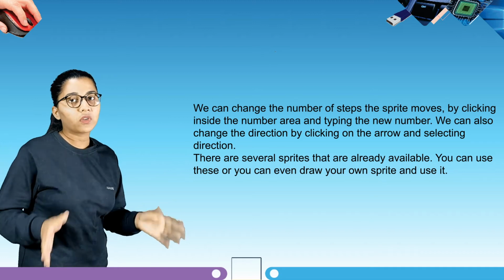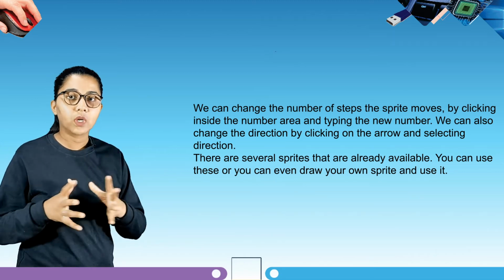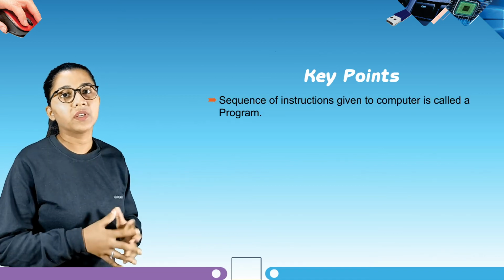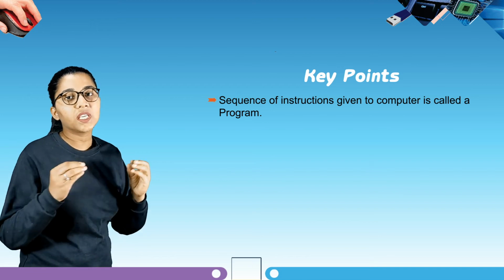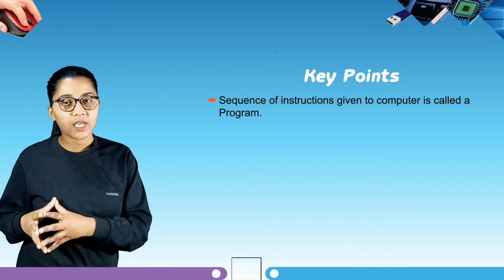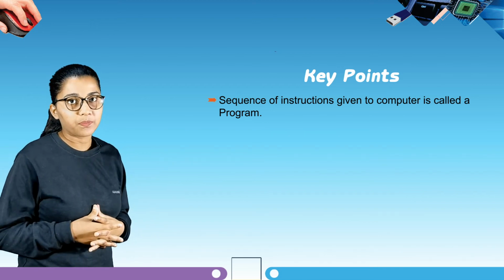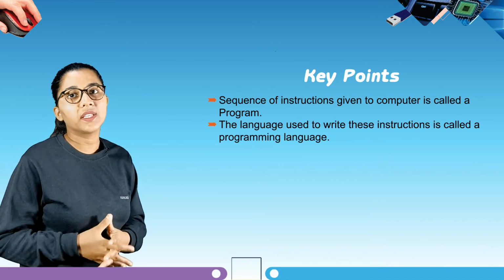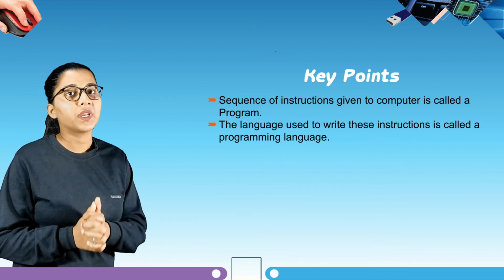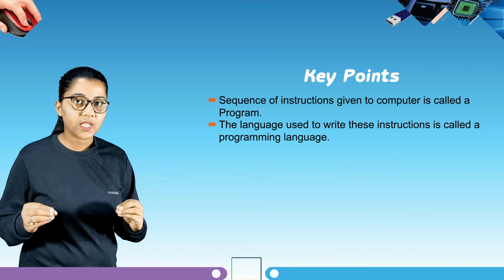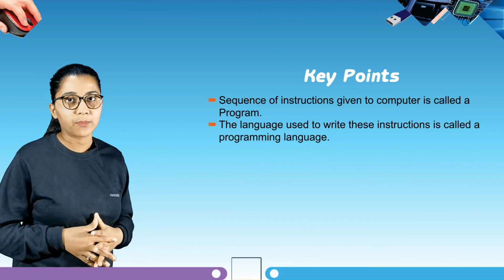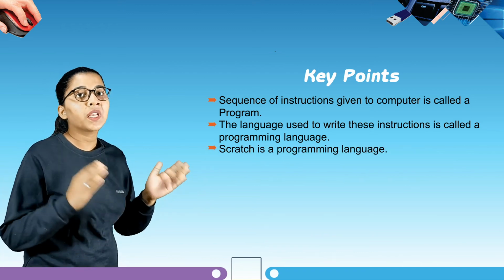So students, what we have learned in this chapter, let's have a quick look at some key points. Sequence of instructions given to a computer is called a program. कंप्यूटर को एक सीक्वेंस में जो भी इंस्ट्रक्शंस मिलती है उसे प्रोग्राम कहते हैं. The language used to write these instructions is called programming language. इन instructions को लिखने के लिए जिस लैंग्वेज को यूज किया जाता है उसे प्रोग्रामिंग लैंग्वेज कहते हैं. Scratch is a programming language.